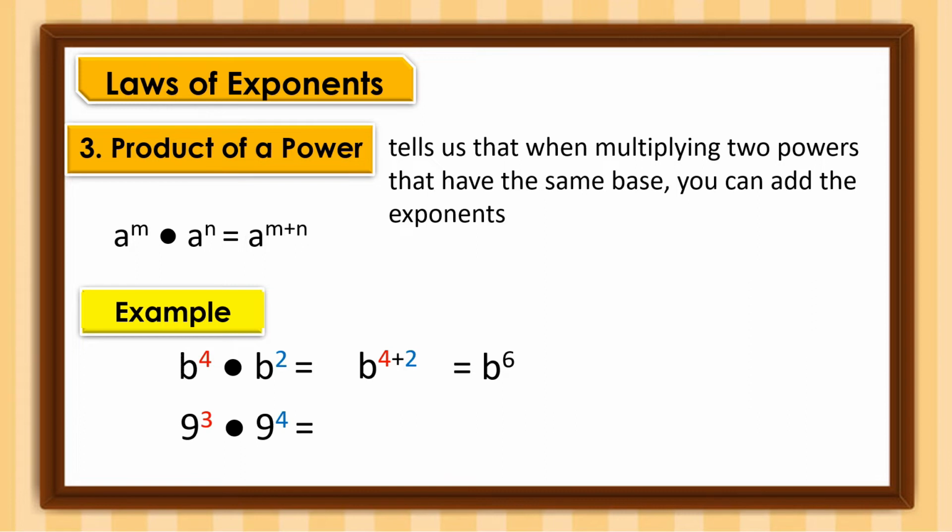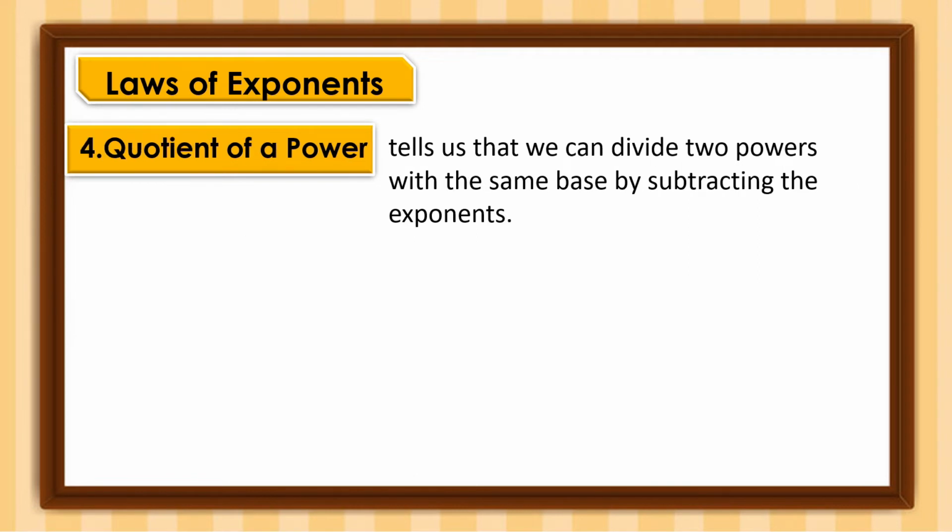And another one, 9 cubed times 9 raised to 4. So we have the same base, which is 9. Therefore, let us just add the exponents. 9 raised to 3 plus 4. And the answer is 9 raised to 7. The next law is quotient of a power.